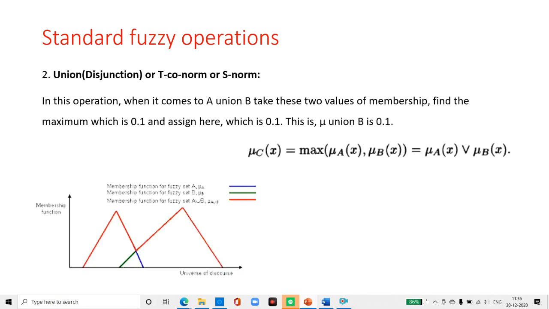So here, for the union set, when it comes to A union B, take these two membership values. Find the maximum, which is 0.1, and assign it here, which is 0.1. So mu of A union B is 0.1.